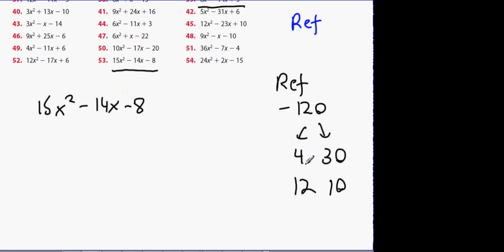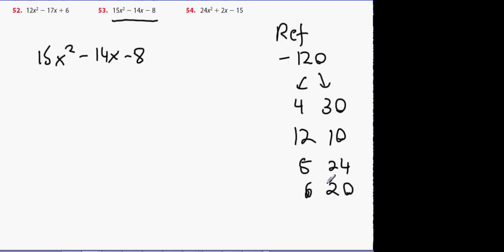Pick a number between 4 and 10, maybe. 5 times 24. Stop there. 6 times 20. Okay. 5 times 24 is 120. But 5 plus 24 is 29. 24 minus 5 is 19. Not good. Harry suggested 6 and 20. When I take away 6 and 20 from each other, you get 14.